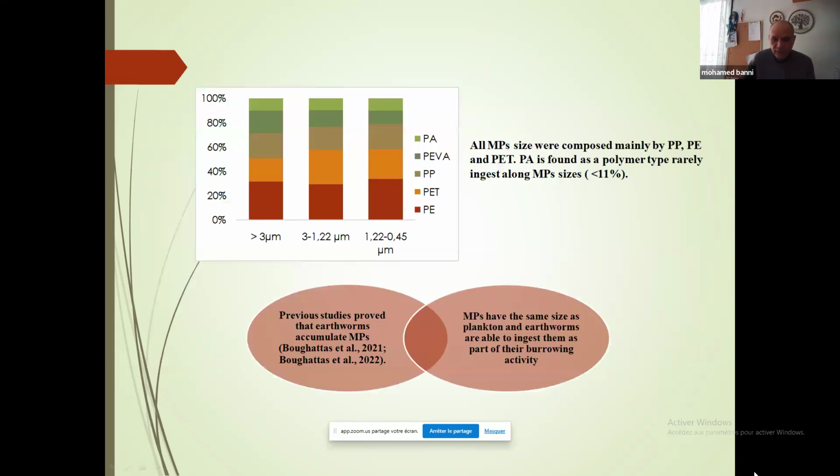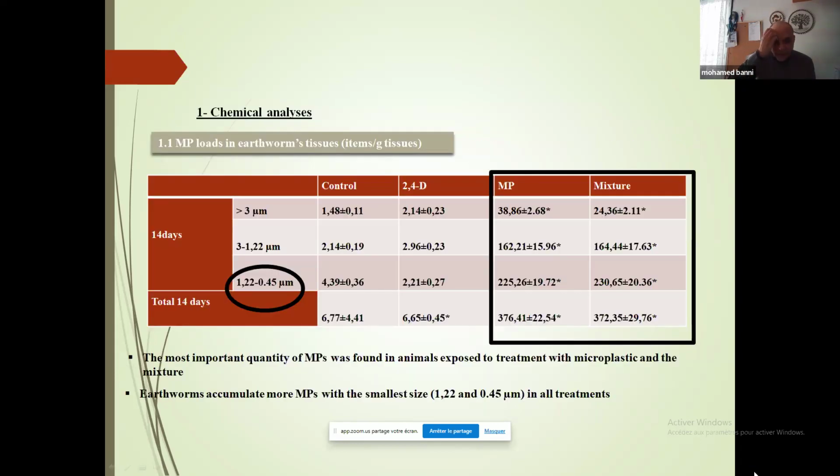Okay, I'll go further. So the first result is regarding the presence of microplastic, and as you can see, microplastic in organisms that have been challenged with microplastic is very high. We worked within 14 days of exposure, and we found out that animals exposed to microplastic can concentrate microplastic mainly with dimensions that range from 1.22 to 0.45, so-called small microplastic.